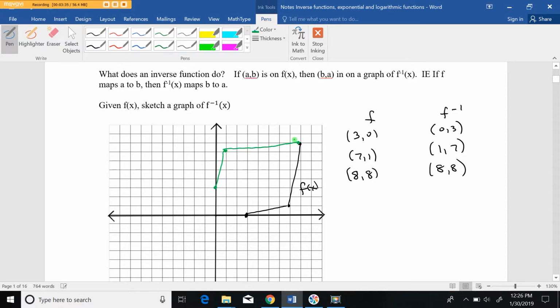It looks like this. Now, a very important fact here: you notice that what we're looking at is a reflection about this line right here, and that's the line y = x. And this is always true. Anytime you have an inverse of a function, if you graph f against its inverse, it will be a graph reflected about the line y = x.